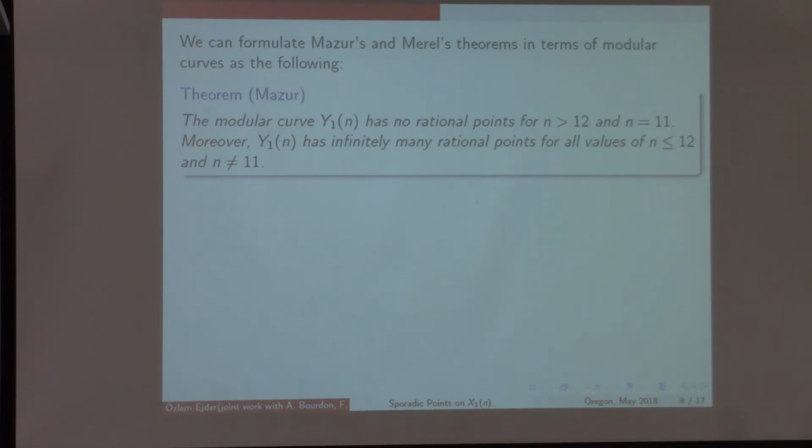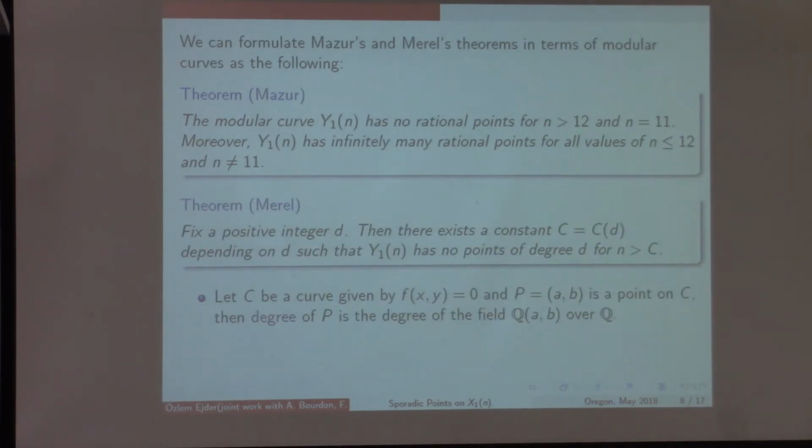We can say something about Merel's theorem. It says that we have a constant C depending on the degree d, such that Y1(N) has no points of degree d for N greater than C. Here I have to explain what a point of degree d means. It just means that if you take a curve and a point on it, and look at the coordinates, if the coordinates are defined over some number field, the degree of this number field is the degree of this point.